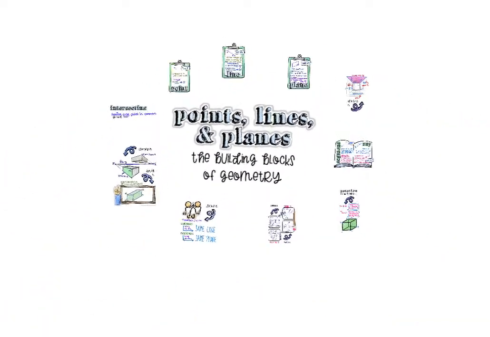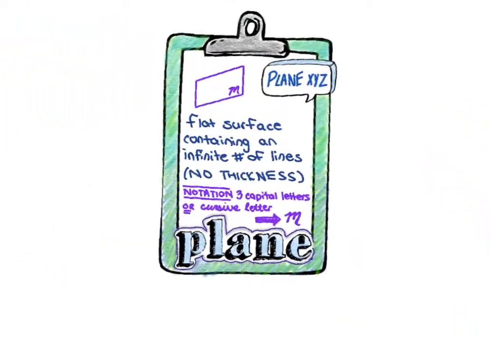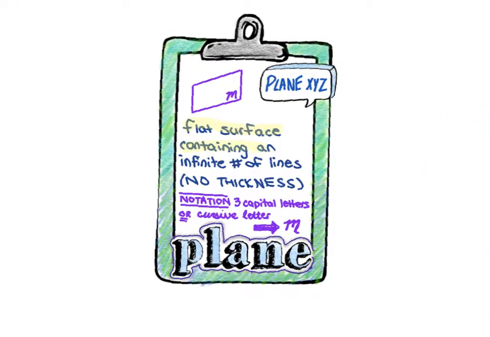Now, let's take a look at a plane. A plane is a flat surface containing an infinite number of lines. It's important to remember that a plane has no thickness. We can label a plane using 3 capital letters that are 3 non-collinear points on the plane, or a cursive letter.